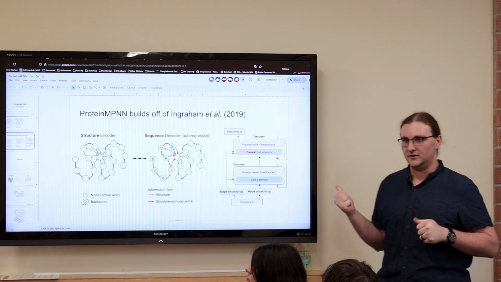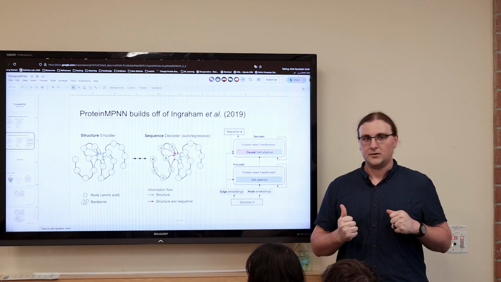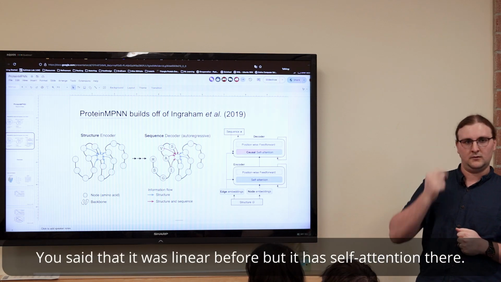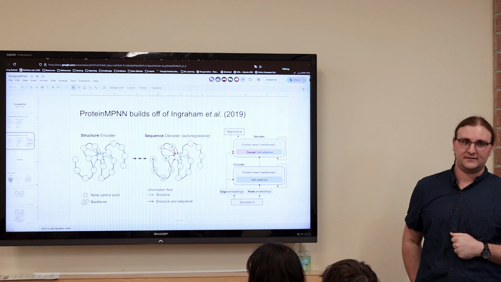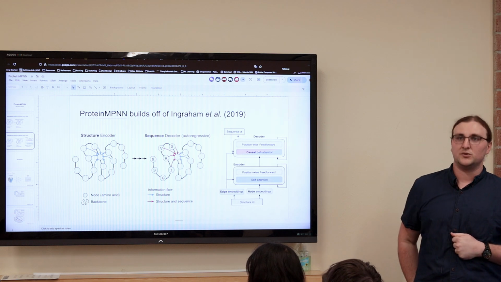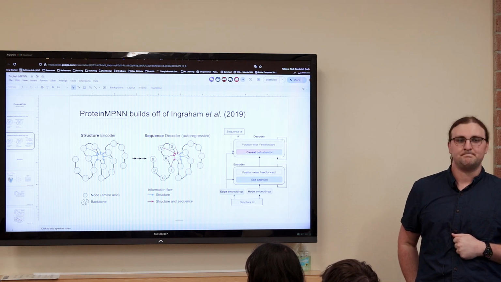Cool. Any questions on John's model? You said that it was linear before, but you have self-attention there. Yes, so this is self-attention, but restricted to the neighborhood of each residue.